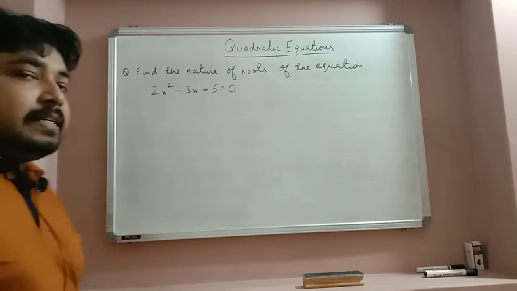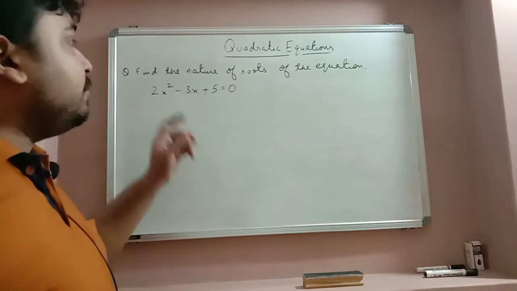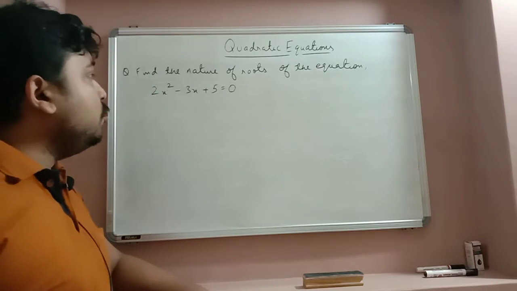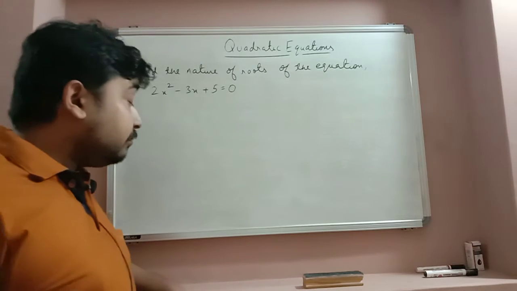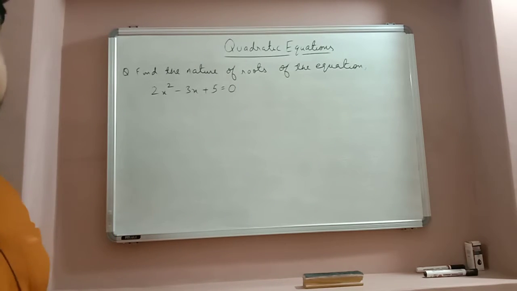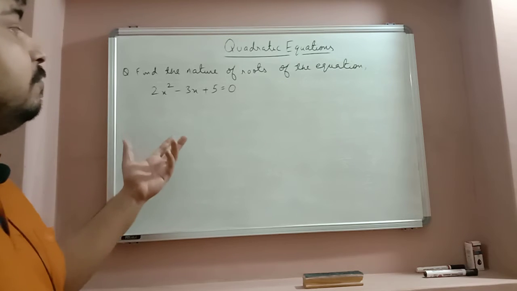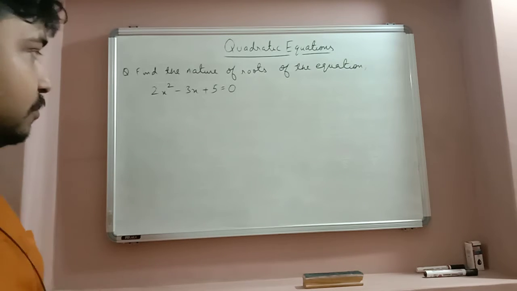Alright students, let's take up a simple question. The question says: find the nature of the roots of the equation 2x square minus 3x plus 5 equal to 0. We'll just find the value of d, and based on the value of d we will try to find out the nature of the roots.